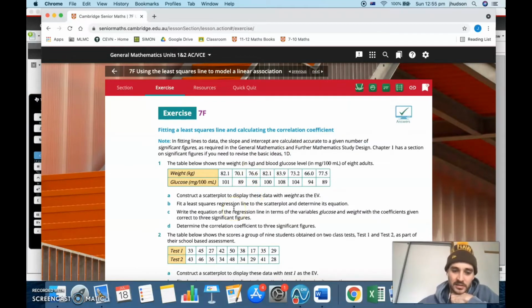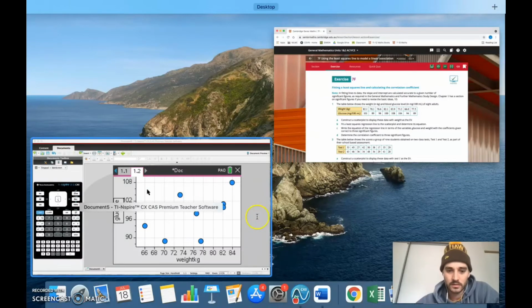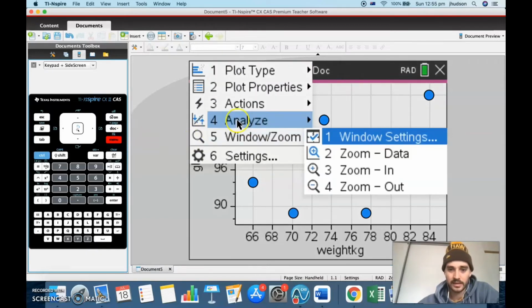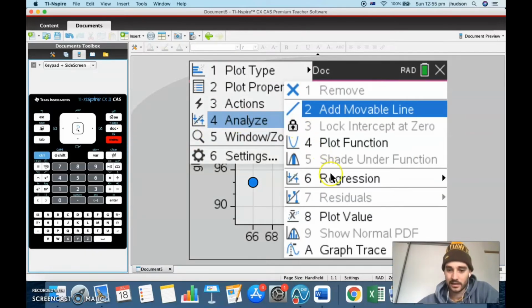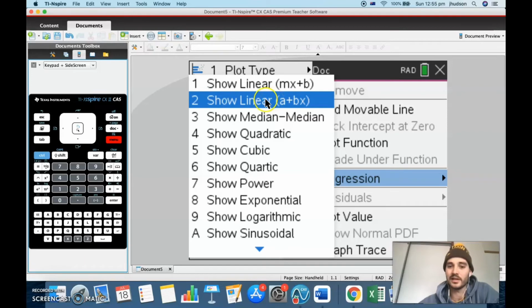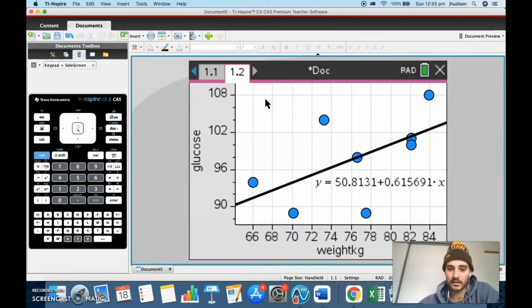The next one, which is the main sort of thing we're learning and doing in this exercise. Fit a least squares regression line to the scatter plot and determine its equation. So the way you do that is the steps that we had written down just before. So we're going to go to our data and statistics, we've got it. We've identified the variables as well. We need to go to menu, analyze, regression, and we want to show that linear equation in this form here, a plus bx. There we go. So it's showing us our line of best fit, and here's our equation as well.